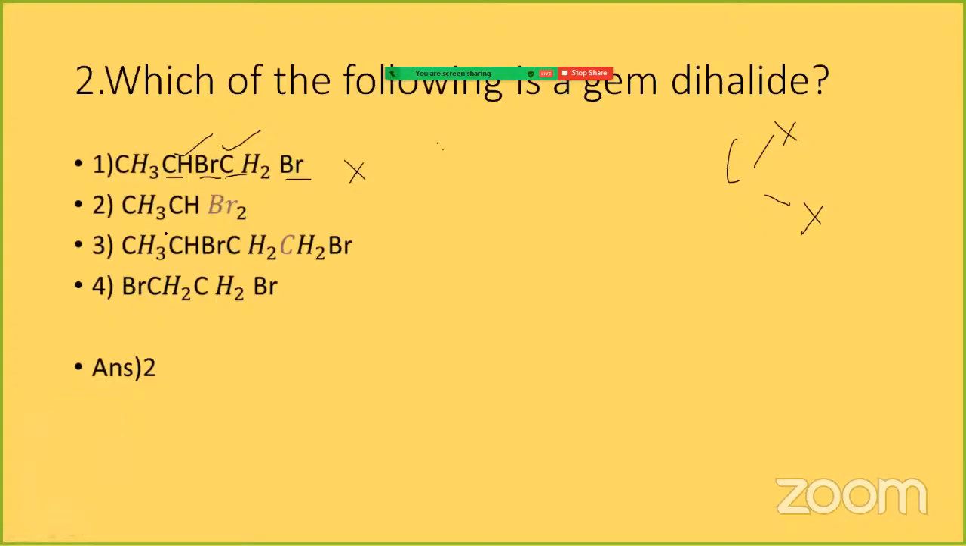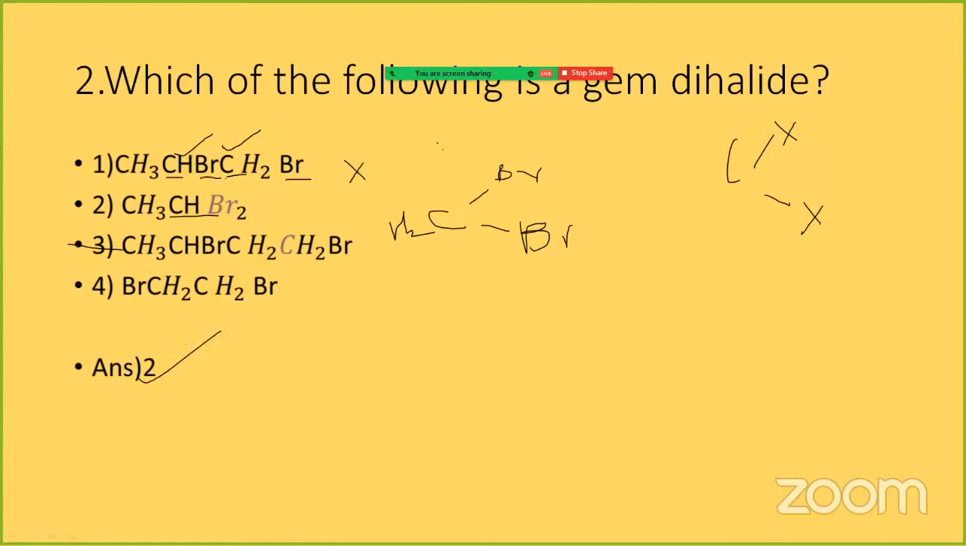Once you look at the second option here, we are having CHBr2. On the same carbon, 2 Brs are there. I'll write here CH2, this is CH2 only, and here we are having Br, and here also we are having another halide, that is Br. On the same carbon, 2 halides are present like this, so it is a gem dihalide. So our answer will be the second one.